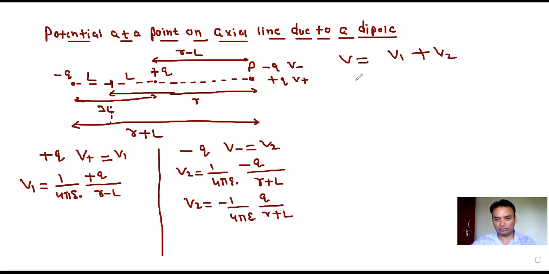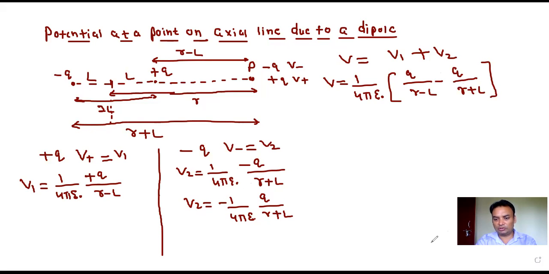Now place the values of V1 and V2, so we will find the total potential. V is equal to, I can take this 1 upon 4 pi epsilon naught outside, and this is Q upon R minus L, and then plus, and now it becomes minus, because the second potential is negative. So this positive is replaced by a negative sign. So this is negative, Q upon R plus L. We can even take this Q also outside.